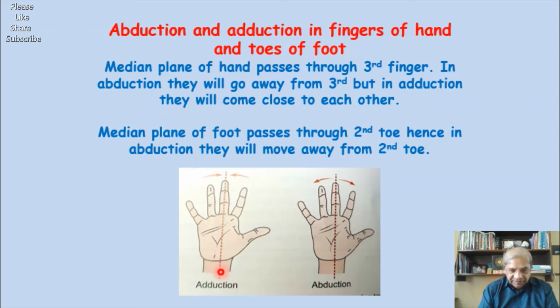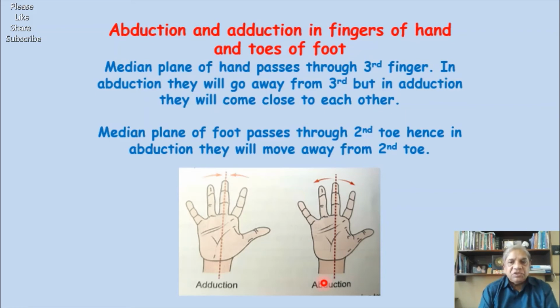That movement is called abduction of the fingers of the hand, right? And just opposite will be what? Adduction. Adduction means when you bring these fingers close to the middle finger. Both the diagrams are abduction, so adduction will be shown only by the arrows. When these fingers come close to each other so that they touch each other, that condition is called adduction. And when they go away from each other, that condition is called abduction.